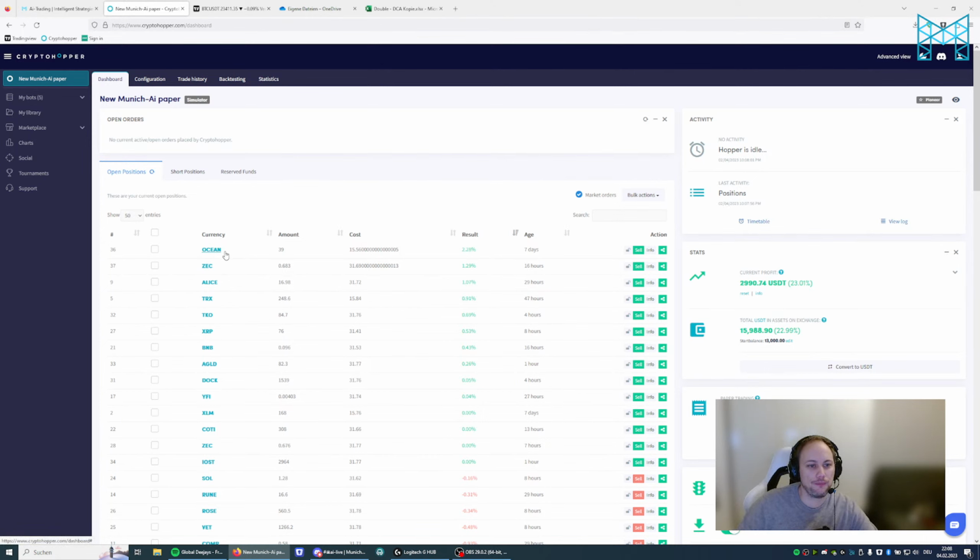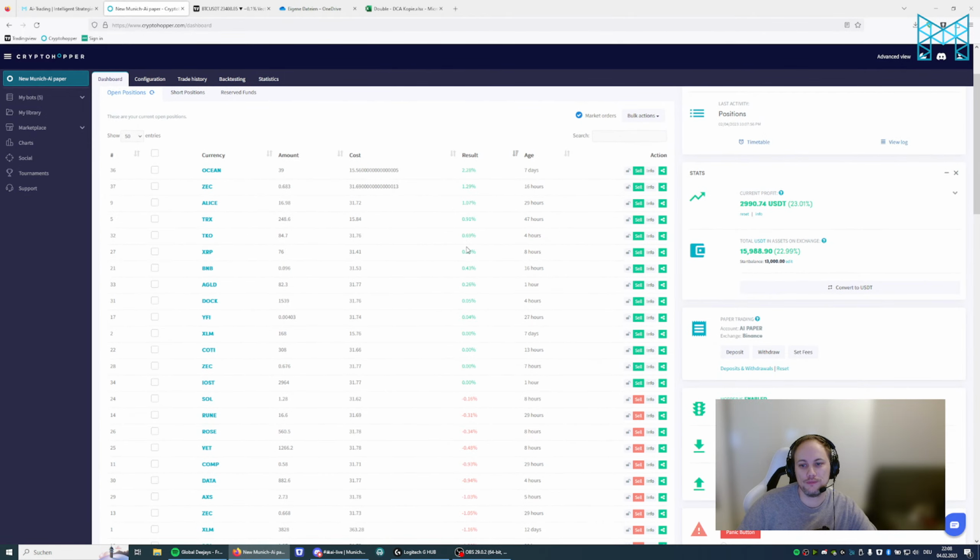Oh, I don't know why this coin here was in reserve funds. It should sell it soon.